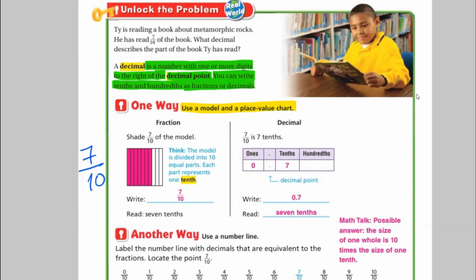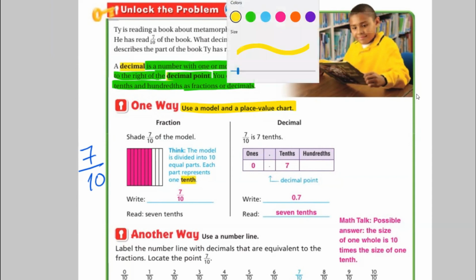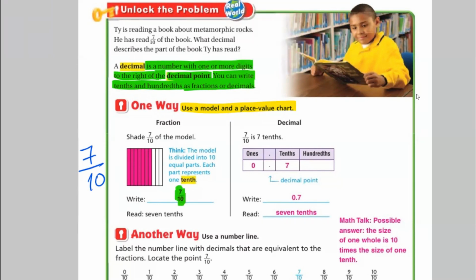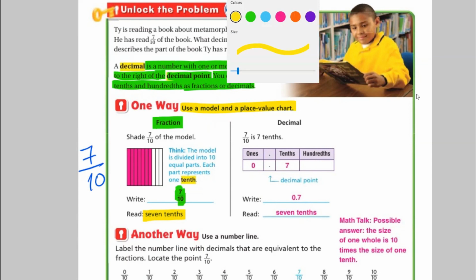So it will be 7 over 10 as a fraction. Now, if you want to read it, we read it as 7/10. It's a very important lesson, so you have to keep your attention here and stay focused. We can write it as 7 over 10 using this model, and we can read it as 7/10. Okay, let's move to the next way.